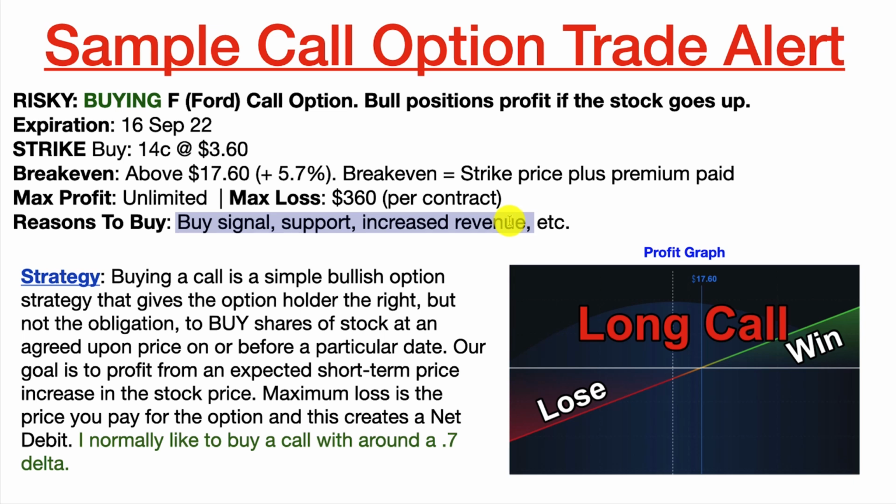Our reasons to buy, I always like to include the reasons why I'm buying, and that helps myself and everyone, and it also helps you become a better trader. Then we've got a recap on our strategy, and I like to say that the maximum loss is the price you pay for the option, and this creates a net debit. So this means when we buy this option, we have to pay money. And then I normally like to buy a call with around a 0.7 delta, and just remember that for later. And then we've got a quick look here at our profit graph where we can see we win if it's above 17.60 at the expiration date, and we lose if it's less than that.